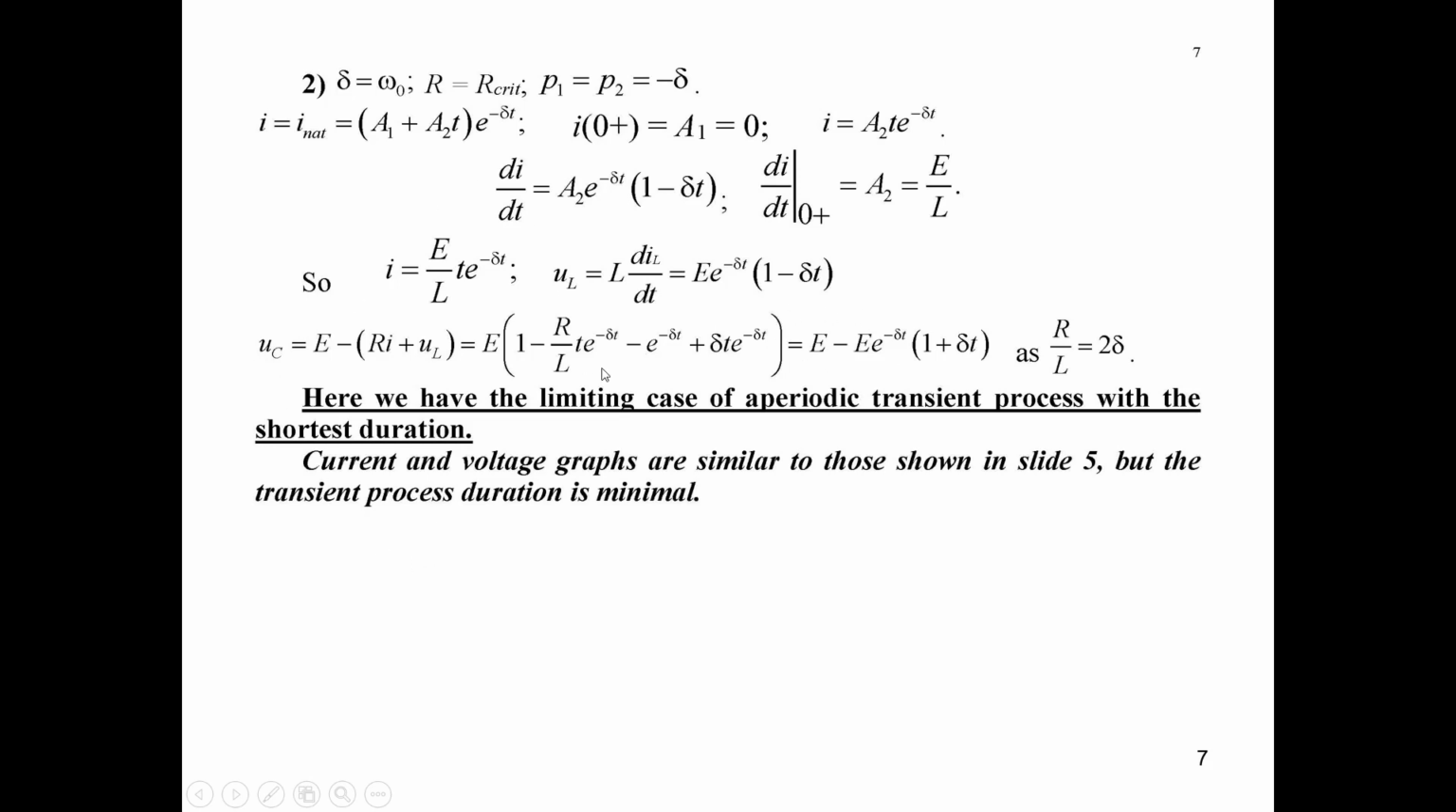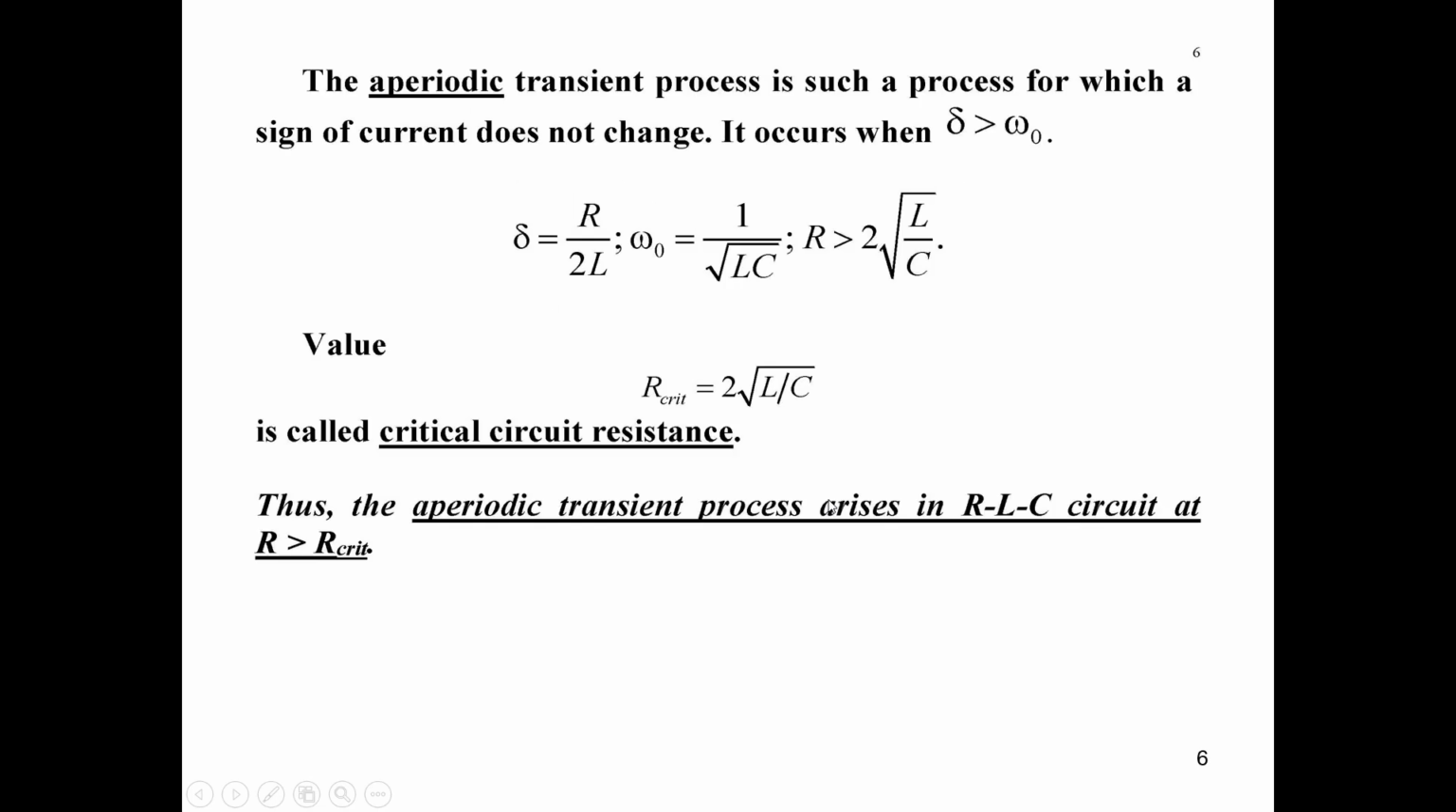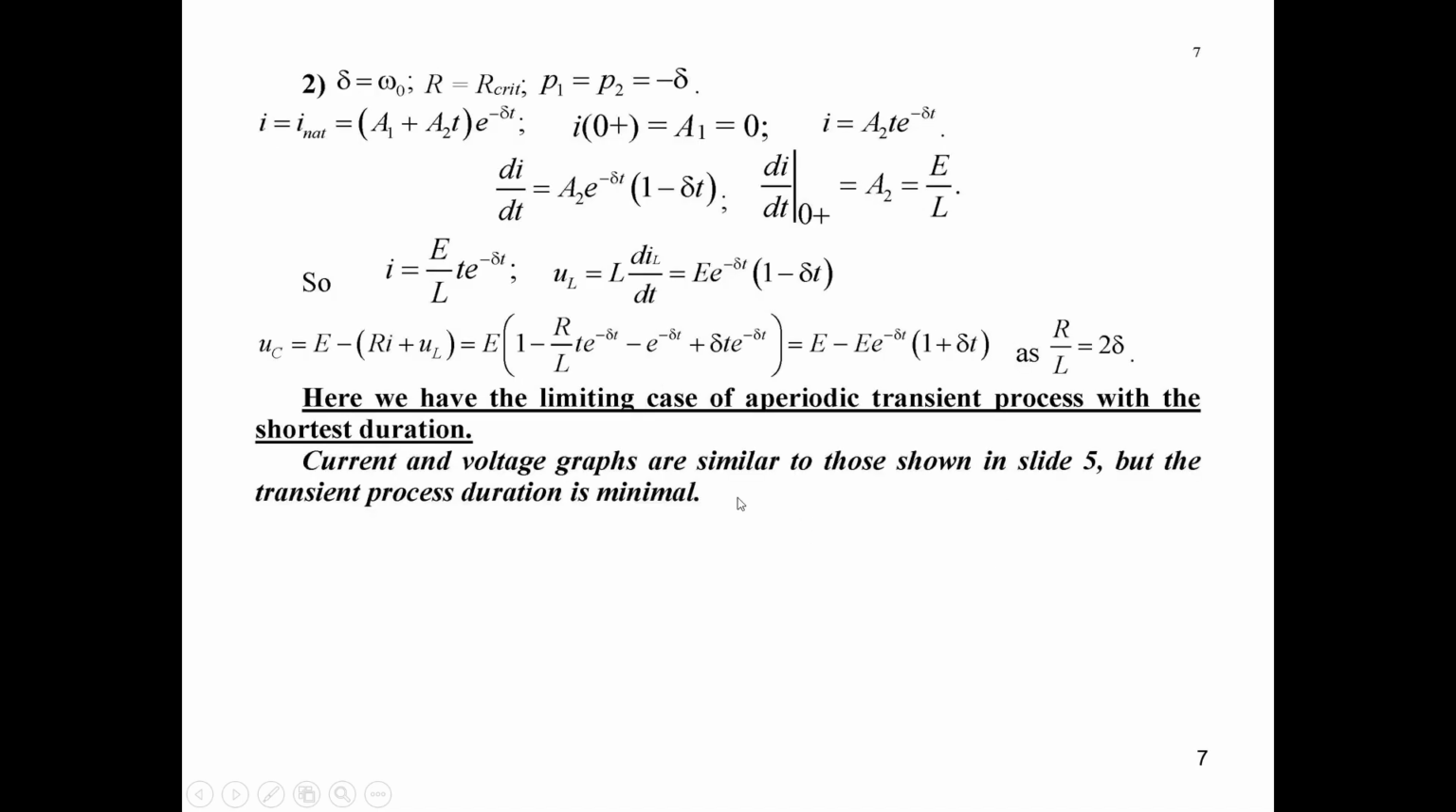And this case corresponds to the limiting case of the aperiodic transient processes with the shortest duration. And the graphs of voltages and currents are similar to those depicted here, and these aperiodic processes arise with the shortest duration, with minimal duration of transient processes.